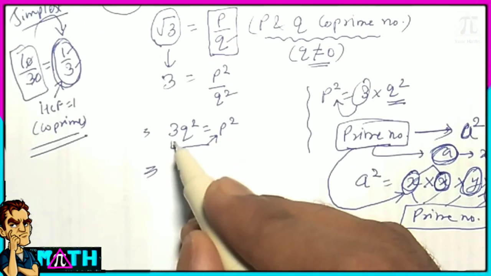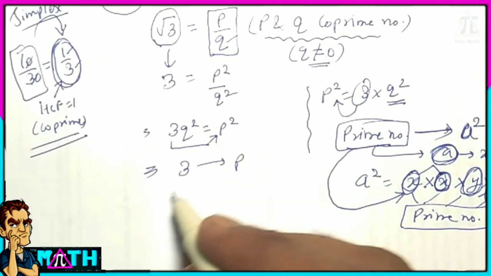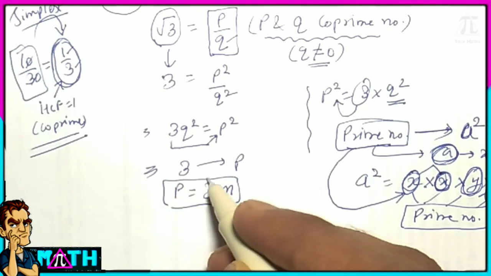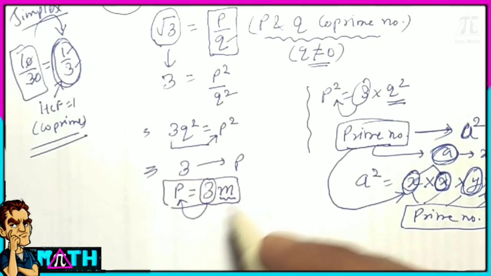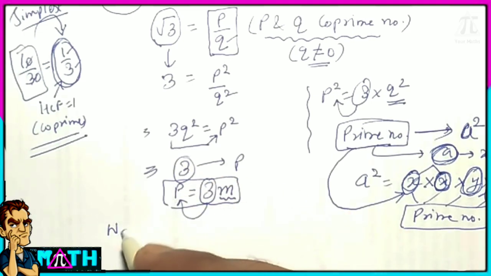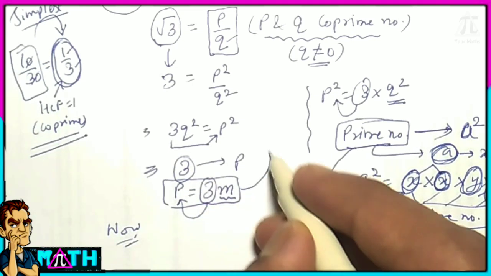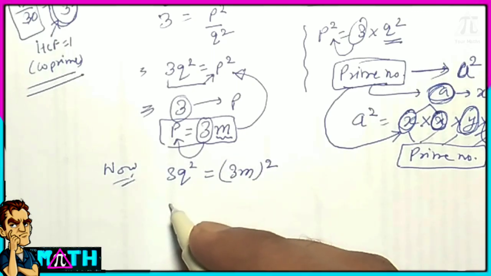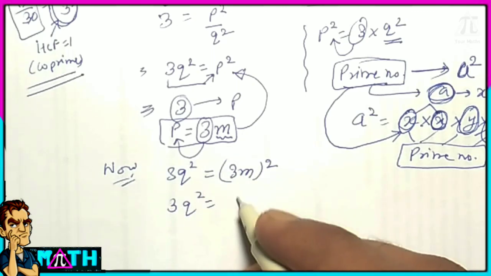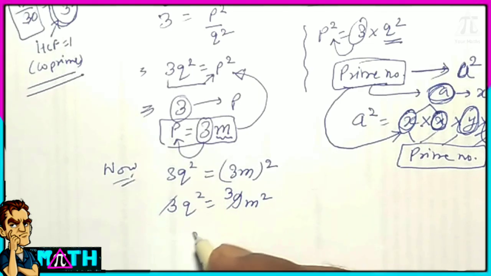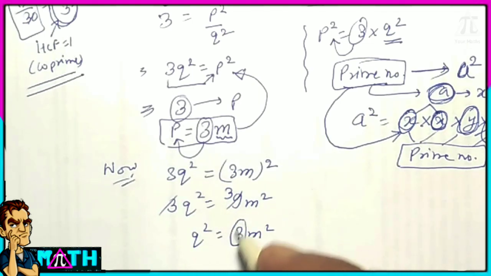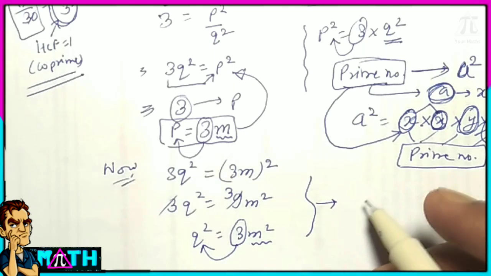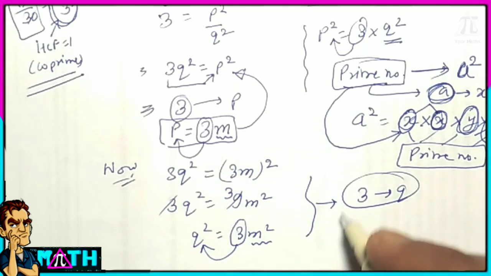And here also, 3 divides p square, so 3 must divide p also. That means I can write p in the form of 3 into m, because 3 can divide p in some m times. So I can substitute this p in this result. We get 3q square is equal to 3m whole square, so 3q square is equal to 9m square, and it cancels out and becomes q square is equal to 3m square. And here also 3 can divide q square in m square times, so 3 can also divide q.